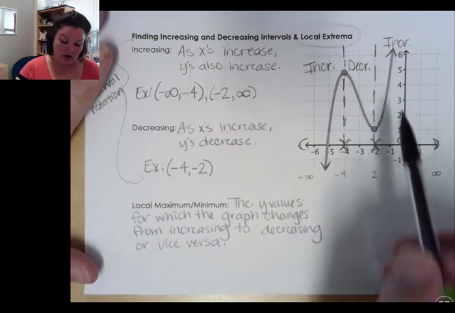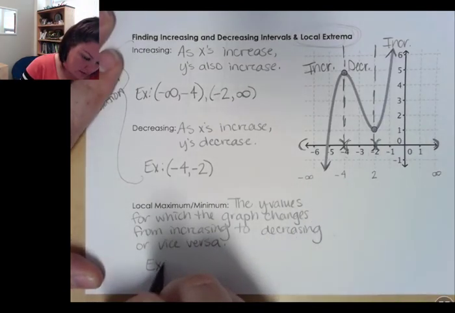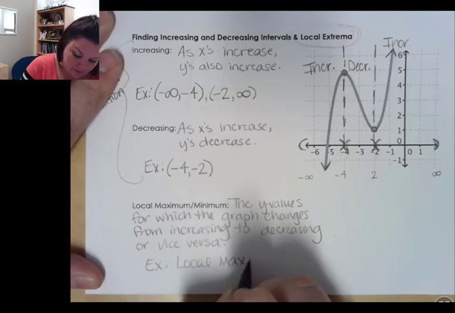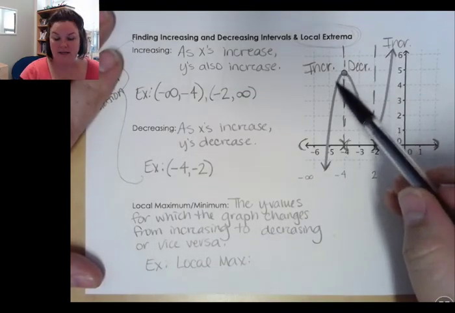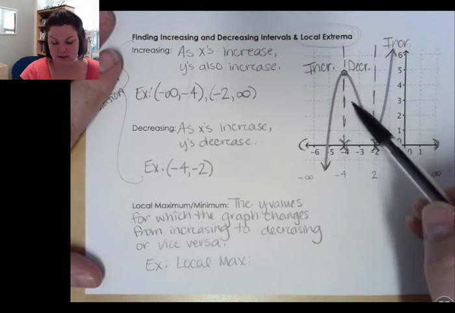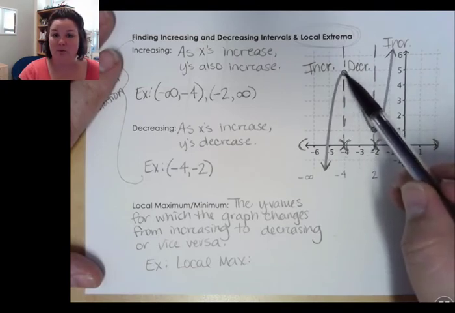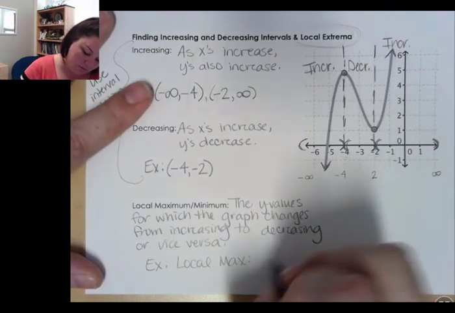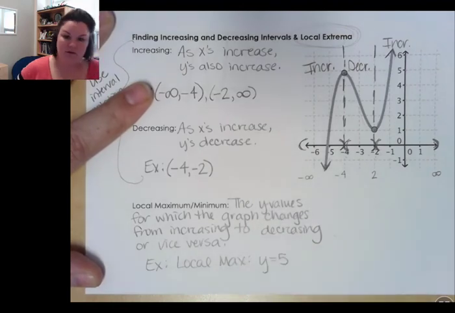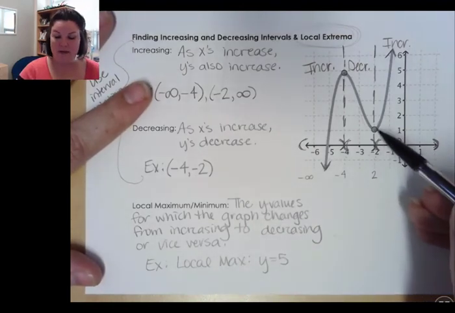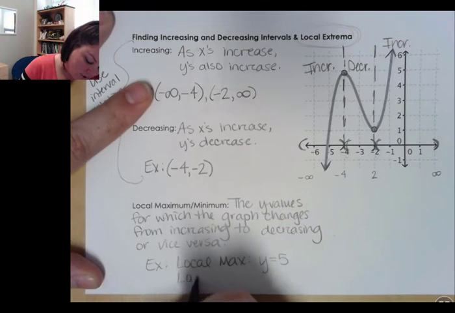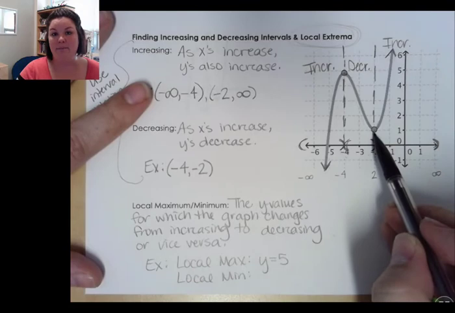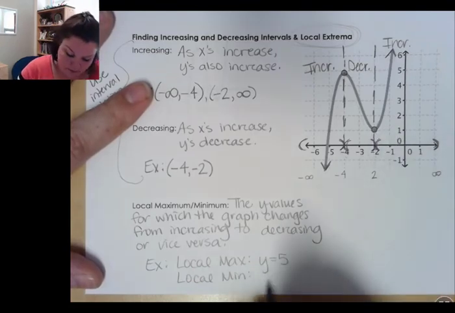Okay, so for our example here, let's go ahead and put our example. We have a local maximum, right, at this point right here, because it's changing from increasing to decreasing. So that creates a maximum point, and the maximum y value at that point is 5. So this would be y equals 5. Okay. We also had another turning point here, which creates a local minimum, and that minimum value happens at y equals 1.